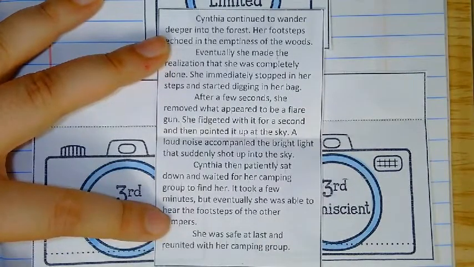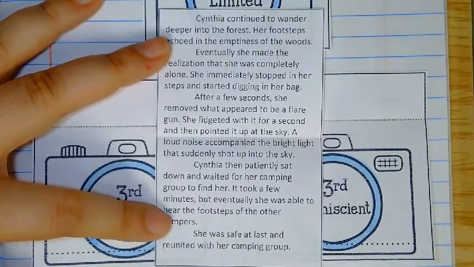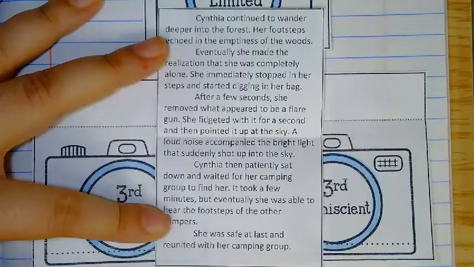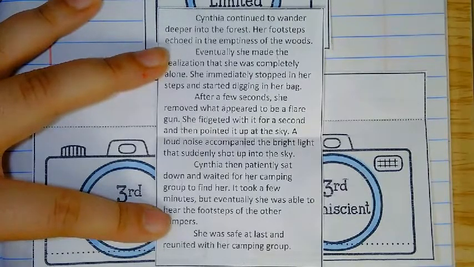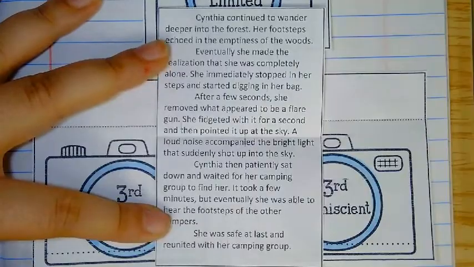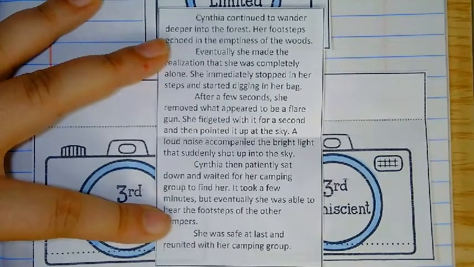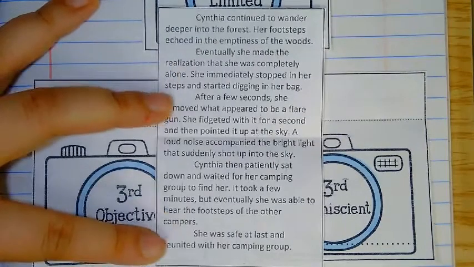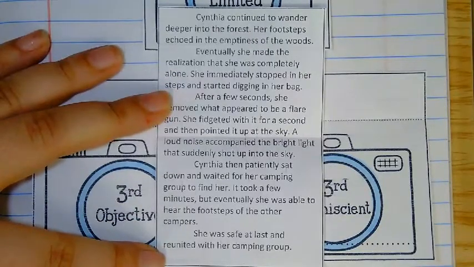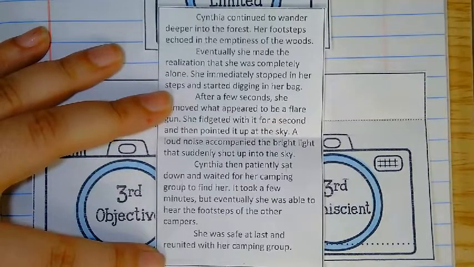Okay? So it says, Cynthia continued to wander deeper into the forest. Her footsteps echoed in the emptiness of the woods. Eventually, she made the realization that she was completely alone. She immediately stopped in her steps and started digging in her bag. After a few seconds, she removed what appeared to be a flare gun. She fidgeted with it for a second and then pointed it up at the sky. A loud noise accompanied the bright light that suddenly shot up into the sky. Cynthia then patiently sat down and waited for her camping group to find her. It took her a few minutes, but eventually she was able to hear the footsteps of the other campers. She was safe at last and reunited with her camping group.